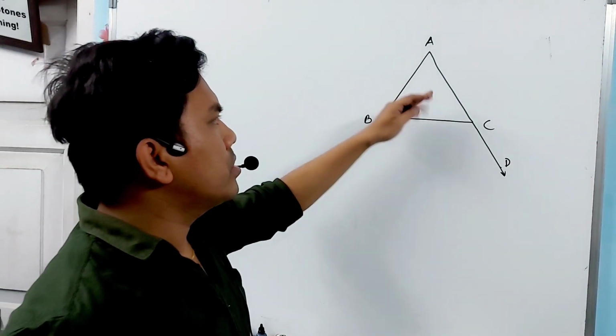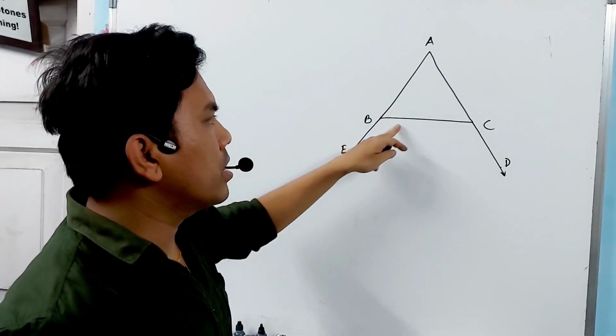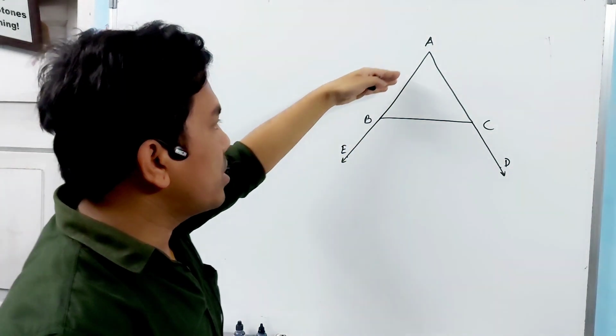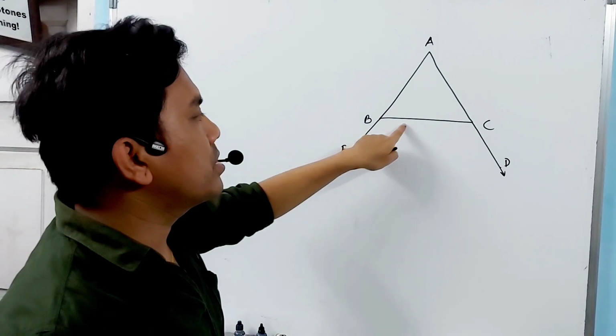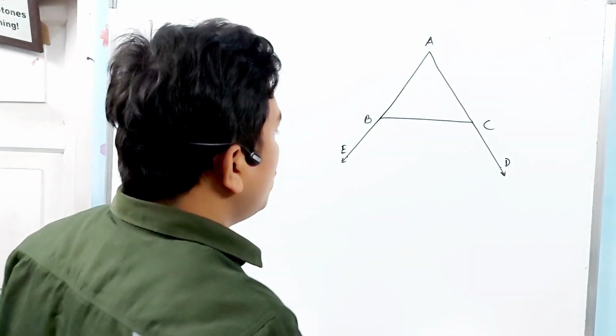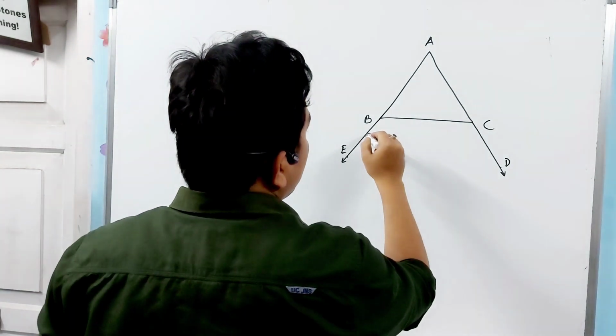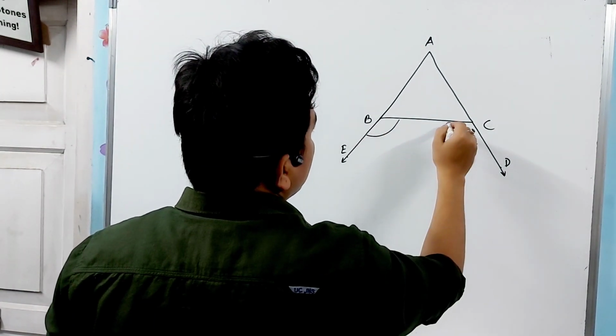And the sides of a triangle were extended to form exterior angles. Whenever we produce any side of a triangle, we get an exterior angle. Okay, so for this triangle 3 exterior angles are there. Okay, so this is the angle, this is the angle.